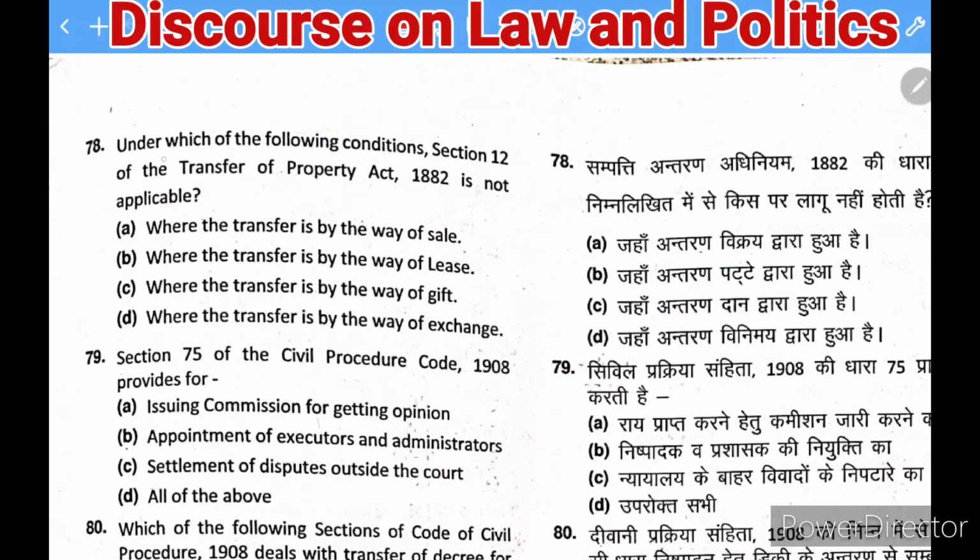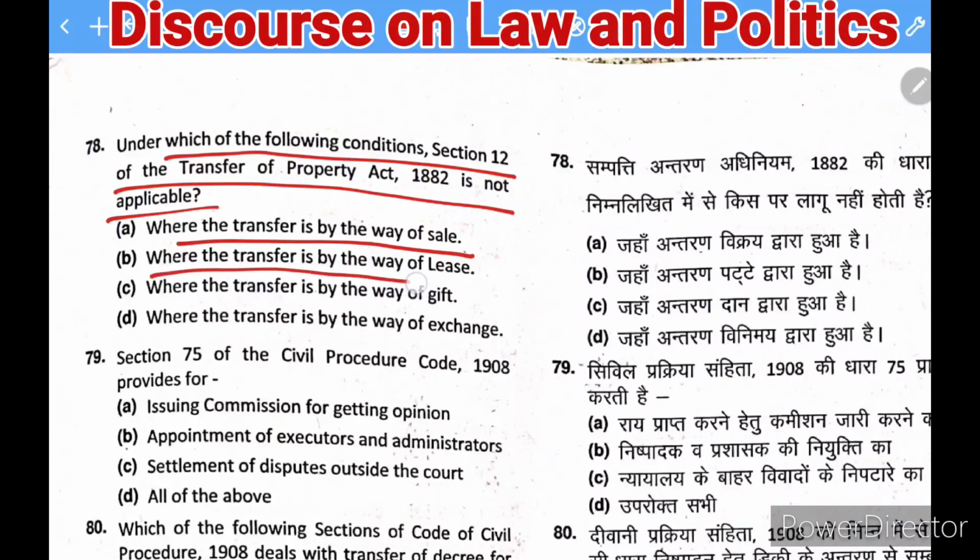The next question: under which of the following conditions is section 12 of the TPA not applicable? The options given here: A, where the transfer is by way of sale, B, where the transfer is by way of lease, C, where the transfer is by way of gift, and D, where the transfer is by way of exchange. So the right answer of this question is B, where the transfer is by way of lease.